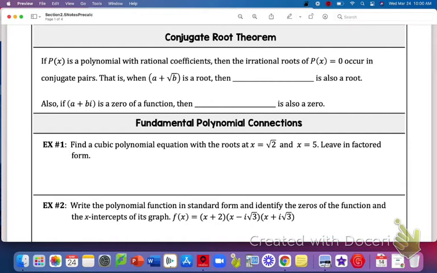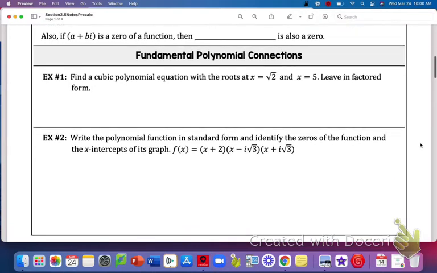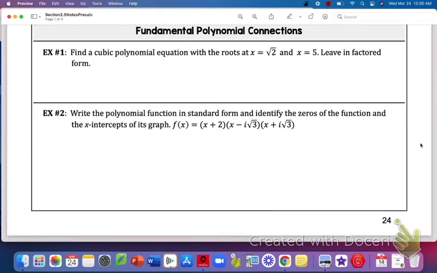So that is when you have something like a plus the square root of b as a root, then its conjugate of a minus the square root of b would also be a root. And same thing for imaginary. If we have something like a plus bi, remember i is our imaginary number, is a zero of a function, then the conjugate of a minus bi would also be a zero. And we need to remember this when we're talking about finding polynomial equations.